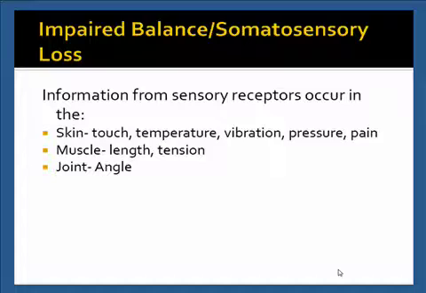Sensory loss occurs in the skin, muscle, and joint. In the skin, we talk about touch, temperature, vibration, pressure, and pain. Muscle, talking about muscle length and tension. And thirdly, joint, we speak of the angle. All of those receptors affect the balance of each one of us.